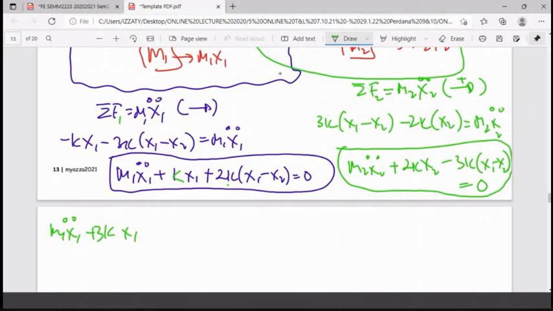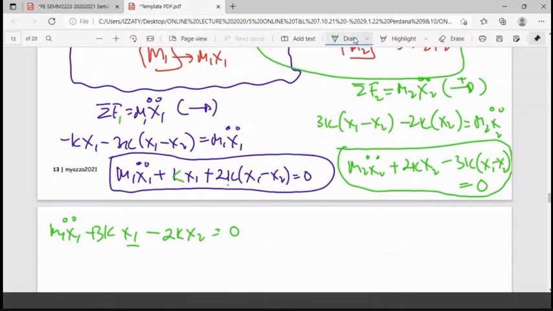Yes, doctor. Isn't it? 3k x1. Then we have plus, this one plus, but this one minus becomes minus 2k x2 equal to 0. Then you start factorizing. So this one will be one. This one will be... sorry, the wrong thing, factorizing wrong thing.